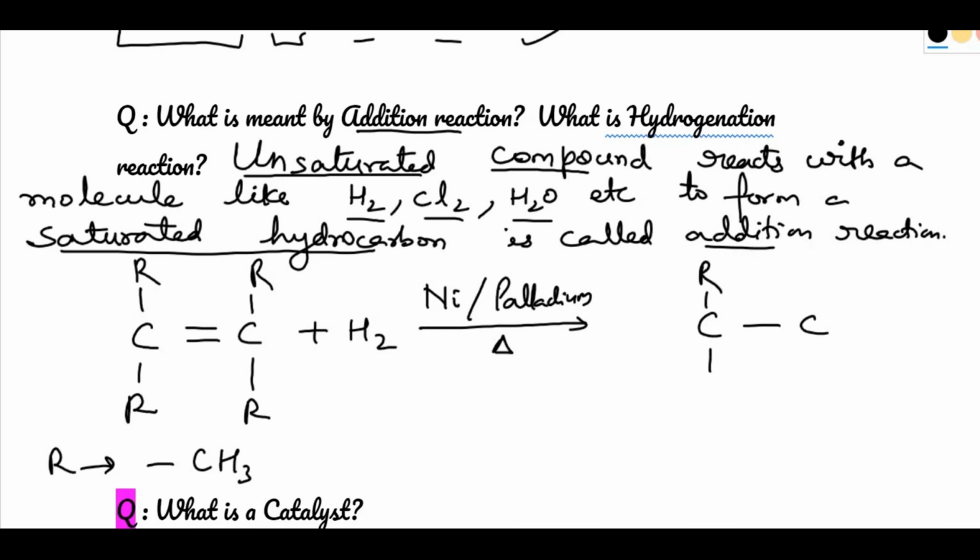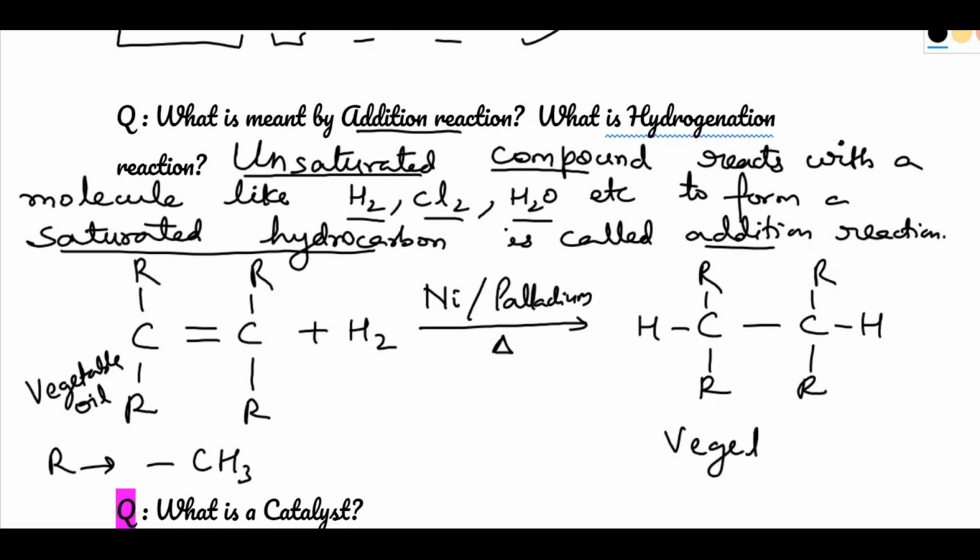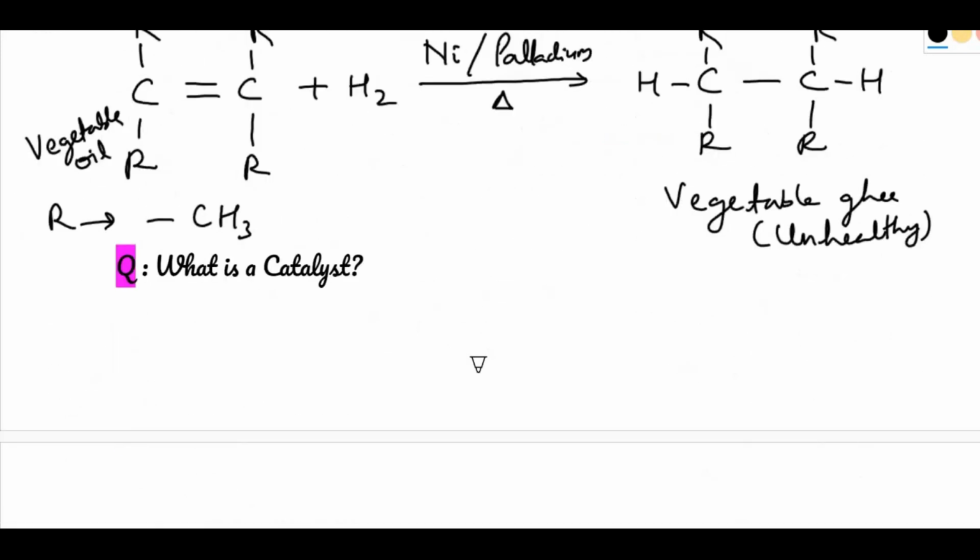So earlier the alkyl groups were there, and they are still there, but one bond breaks and that accommodates a hydrogen for each carbon atom. The left side is a vegetable oil, and the right side is vegetable ghee, vegetable butter. Here we should know that vegetable ghee is unhealthy and vegetable oil is healthy. So this one is unhealthy. That means unsaturated oils are unhealthy. Unsaturated carbon compounds are not good for health.